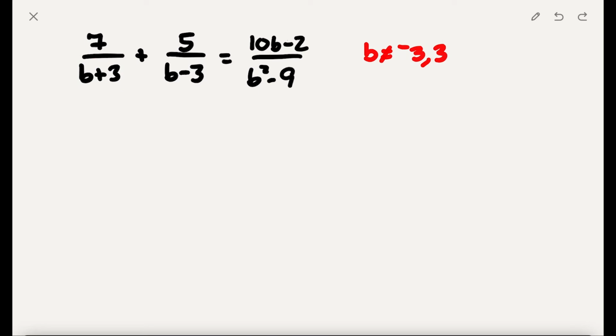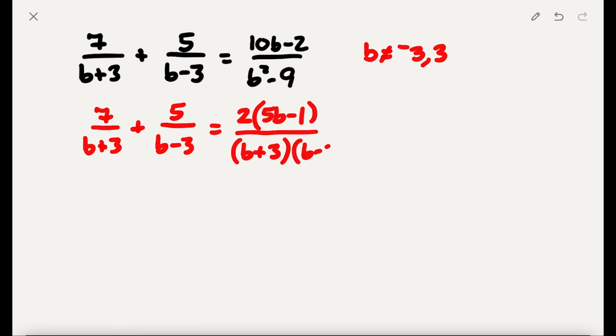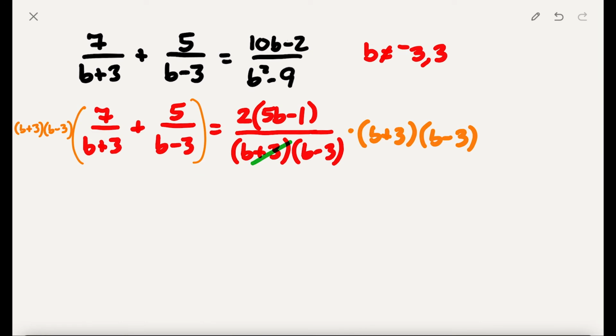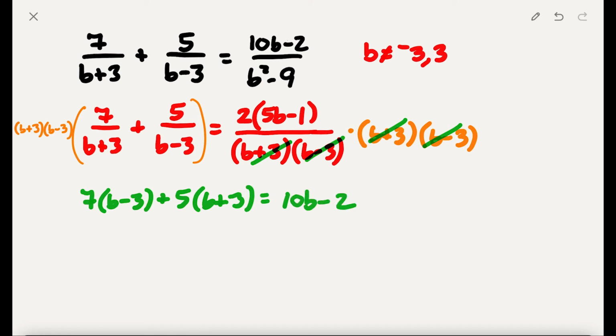First thing I'm going to do is factor everything out. So the two terms on the left side of the equation are already factored, so we just need to factor the right side of the equation, which is going to be the following. From here I'm going to multiply both sides by this denominator, so all this stuff is going to cancel now. And you're going to be left with 7 times b minus 3 plus 5 times b plus 3 is equal to 10b minus 2. So you really didn't need to factor that, but that's okay.